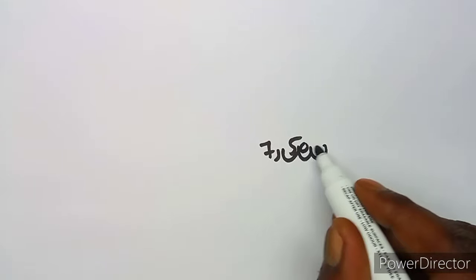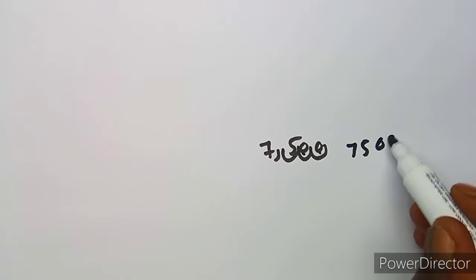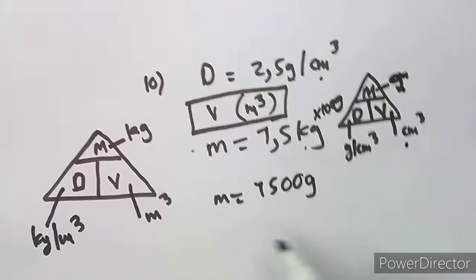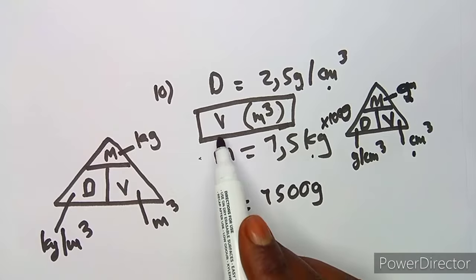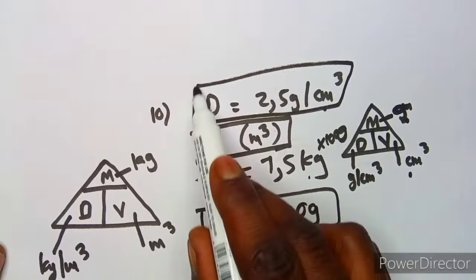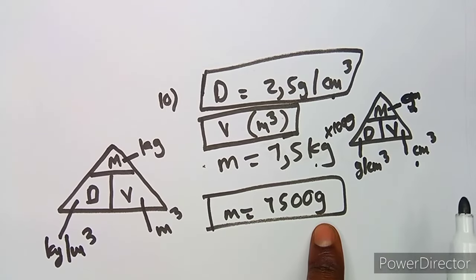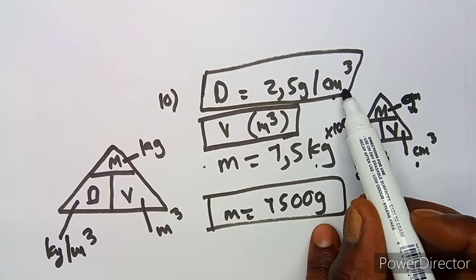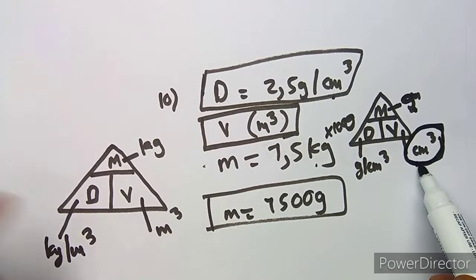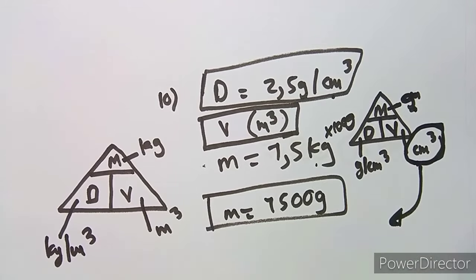1 2 3, that's three zeros, so it's going to be 7500. So we have got our mass of 7500 grams. What is going to be the volume now? Everything that we need is there, but this volume is not going to be in cubic meters, because we are using mass in grams and density in grams per cubic centimeter. So our volume is going to be in cubic centimeters. Then we can do the conversion from cubic centimeters to cubic meters.